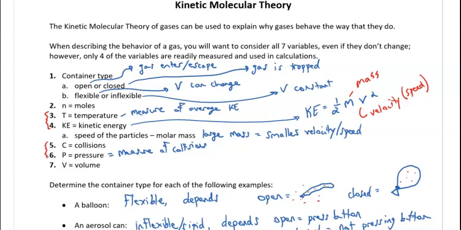Volume, the measure of how much space that gas takes up. We've talked about volume all year. That one's going to be consistent. Now, 4 of these variables are going to come back when we get to the combined and ideal gas law. So we're going to be using moles, temperature, pressure, and volume. So we'll come back to these mathematically. This is just the conceptual explanations first.